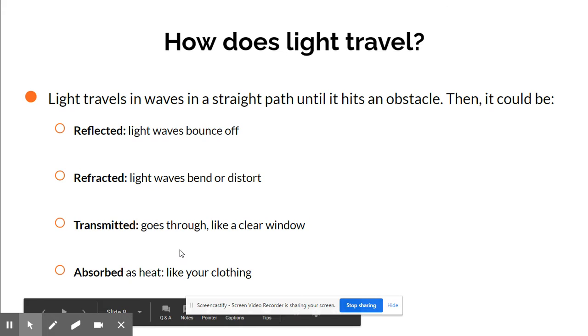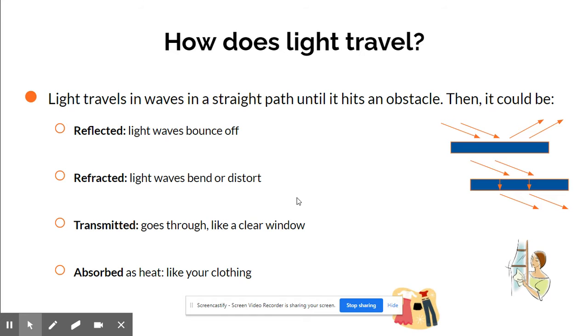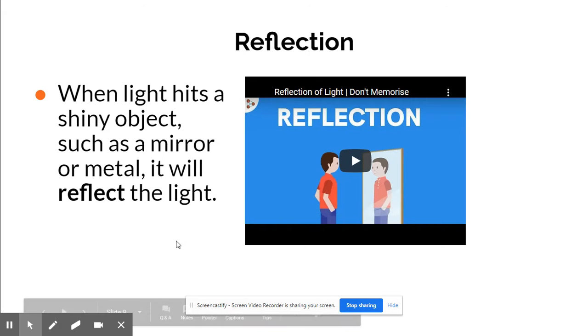Absorbed can be like your clothing and it reacts as heat. Absorbed means as heat. Think about if you wore a black shirt in the summertime, black is being absorbed and you can feel that heat. All right, so at the end, there's a bunch of little video clips that you can watch at your own pace, or your teacher can play it, demonstrating more in depth these terms.